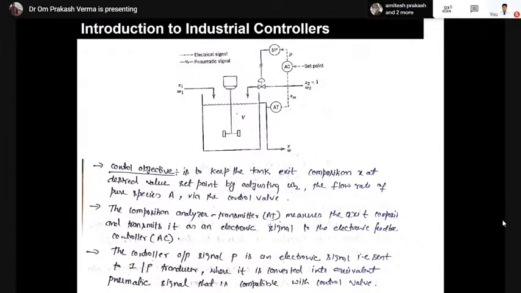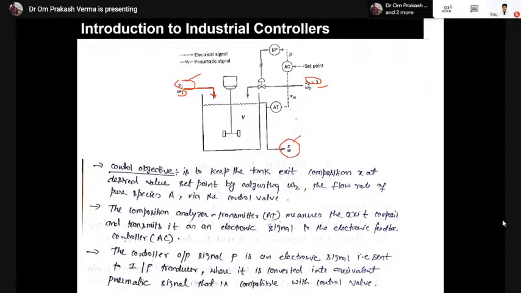This is the picture. Suppose there are two streams, x1 and x2. W1 and W2 are the feed flows entering into the tank. And x1 and x2 are the concentrations of some salt entering into the tank. Now our target is to maintain the final concentration of the solution at x.